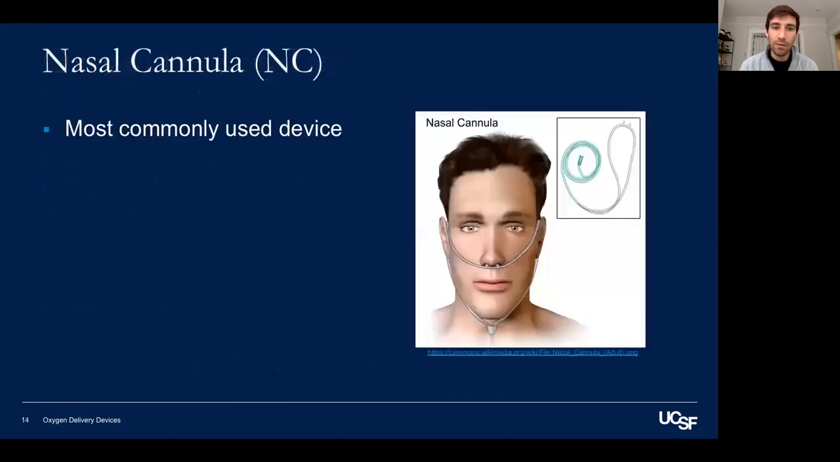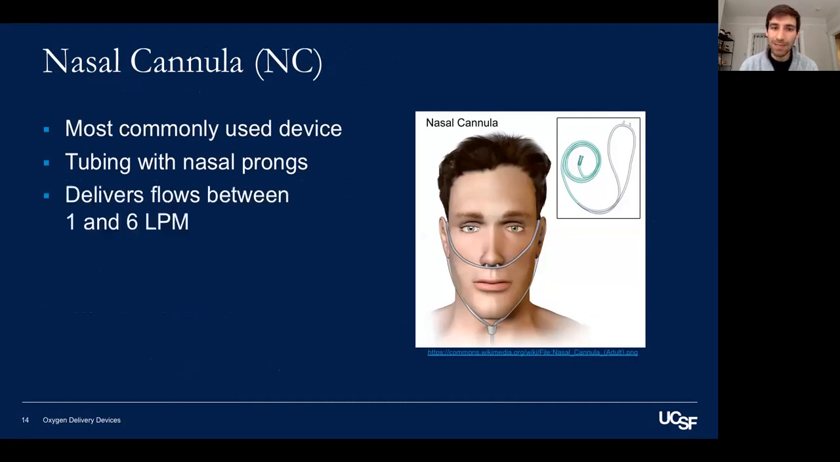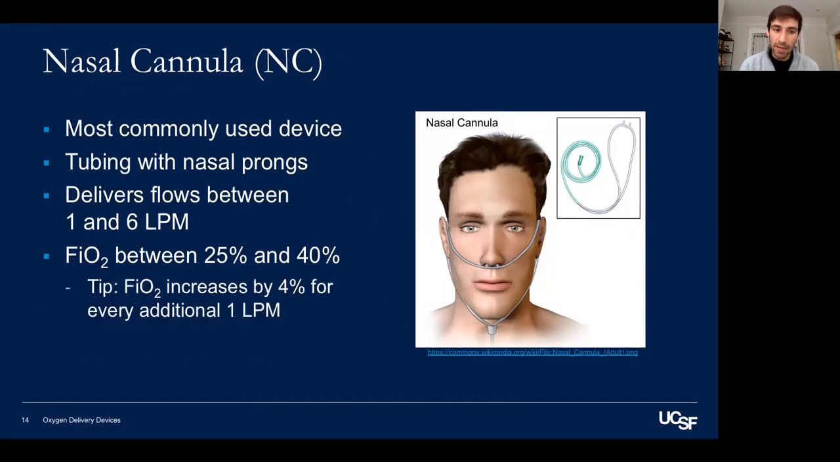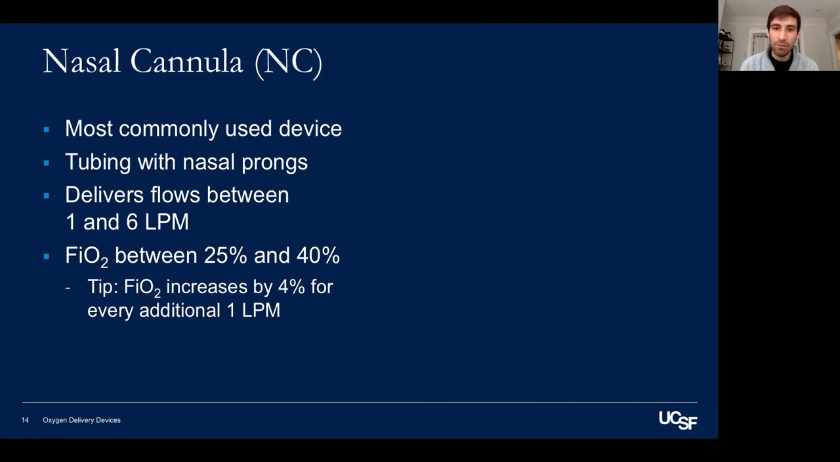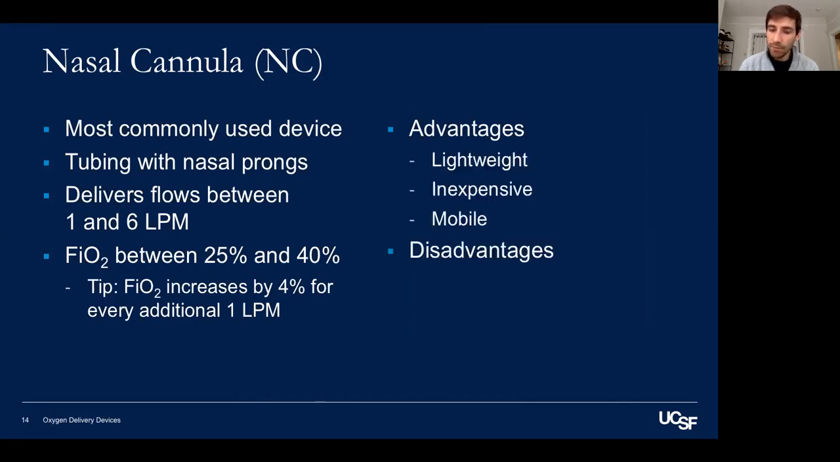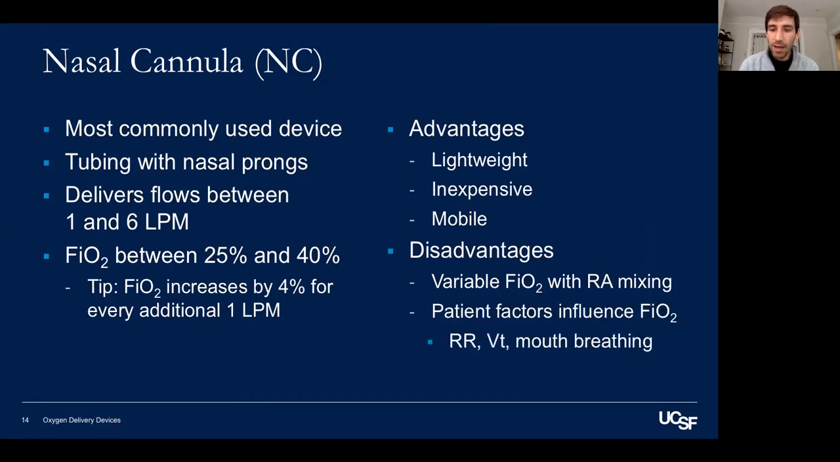Nasal cannula is often the most commonly used device, and most clinicians have familiarity with it. It's simple tubing with nasal prongs and delivers flow between 1 and 6 liters per minute. The FiO2 varies between 25 and 40%, and the tip to remember here is that every 1 liter per minute extra gives you about 4% extra FiO2. The advantages are that it's lightweight, inexpensive, and mobile. However, the downsides are there's variable FiO2 with room air mixing, as patients often mouth breathe or have variable respiratory rate and tidal volume.